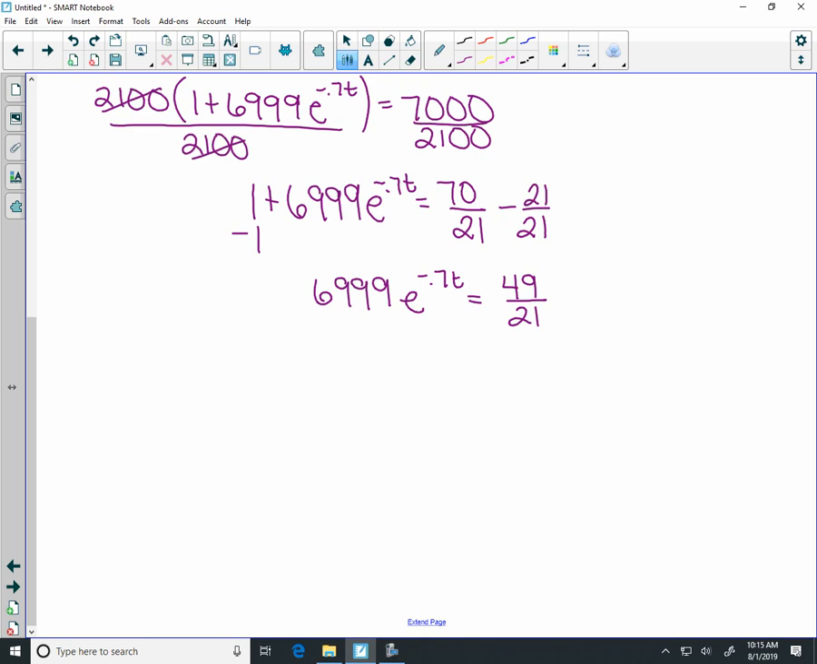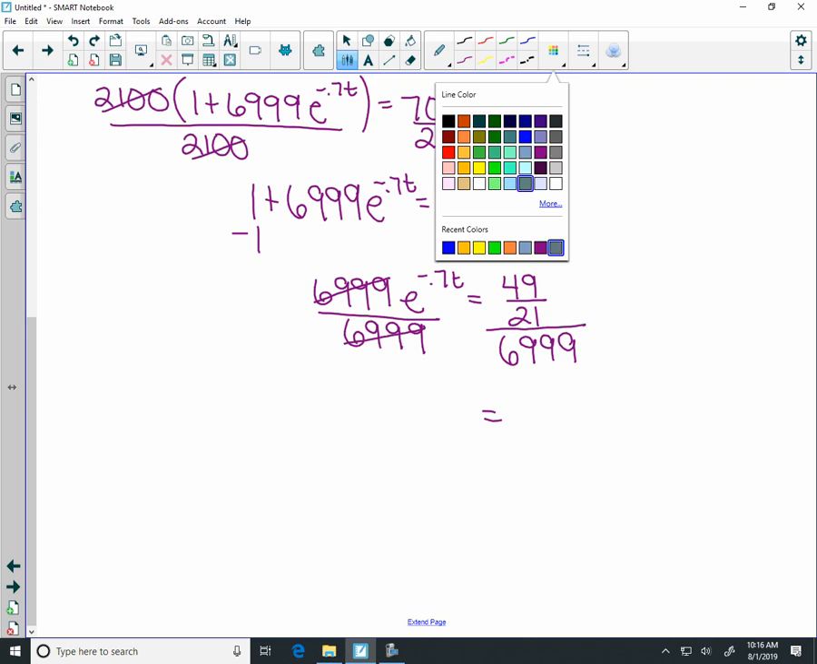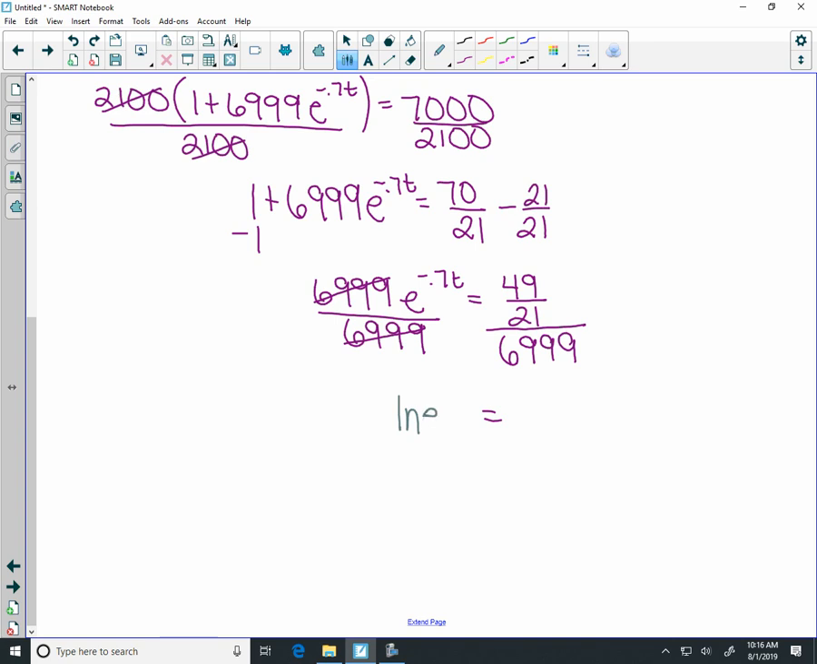Just a couple more steps. We're so close. Hang in there. We're going to divide both sides by 6,999. I went ahead and put that in my calculator, although you wouldn't need to. Actually, I didn't put that in my calculator. I'm sorry, I misspoke. I took the ln of both sides. So at this point, I went ahead and took the ln, and that lets me pull down that exponent. And I took the ln of the other side too. Don't forget to do that.